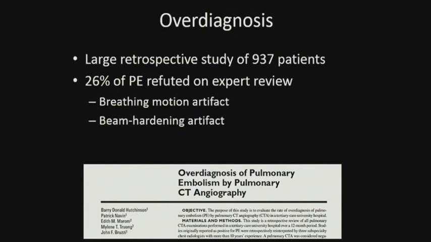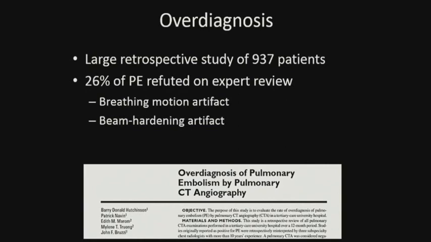The topic of overdiagnosis was addressed by a large retrospective study of a cohort of 937 patients by Hutchinson and colleagues, reported in the AJR last year. It looked at this large group of patients who had been given a diagnosis of pulmonary embolism. All of the positive cases of PE were then reviewed by a 3-member subspecialist board working in consensus. And the diagnosis of PE was actually refuted in a quarter of all patients.